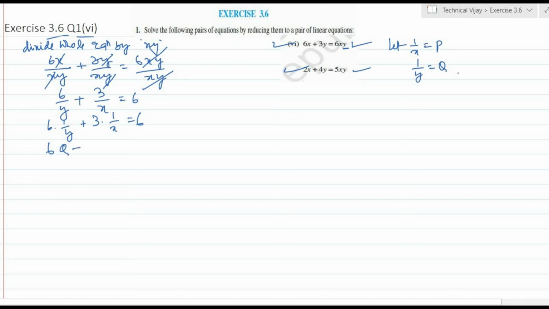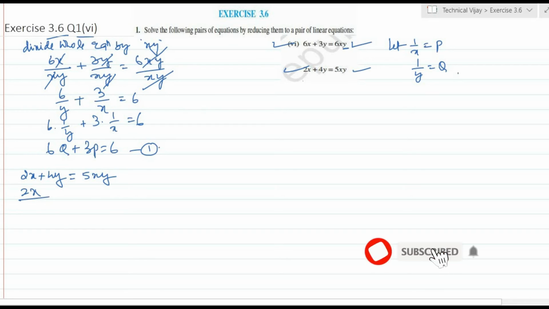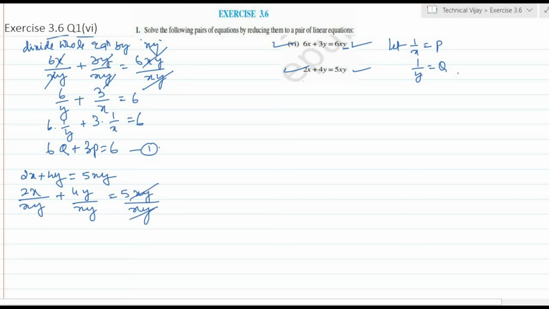So 6q plus 3p is equal to 6. This is one equation. In the same way, this second equation also, whole divided by xy. So here I will write 2x plus 4y is equal to 5xy, whole divided by xy. That is 2x divided by xy plus 4y divided by xy is equal to 5xy divided by xy. So xy gets cancelled, y gets cancelled, x gets cancelled. So this will remain 2 by y plus 4 divided by x is equal to 5.